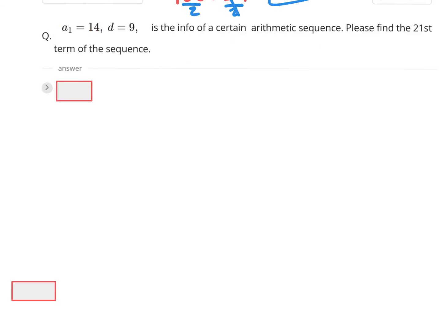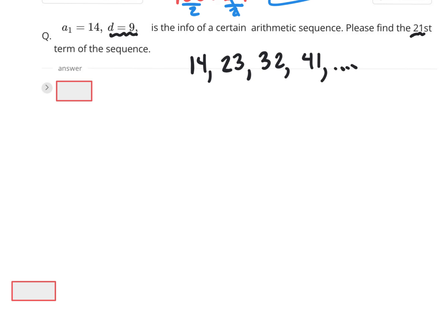Last question on this video. They give you your first term. They give you the common difference of all your numbers in that sequence. They're telling you it's arithmetic, and they want you to find the 21st number of the sequence. So they give you that your first number is 14, and there's a common difference of 9, which means 14 plus 9 is 23. 23 plus 9 is 32. 32 plus 9 is 41. And you could keep going till you get to the 21st term, but that would be a lot of pain, right?